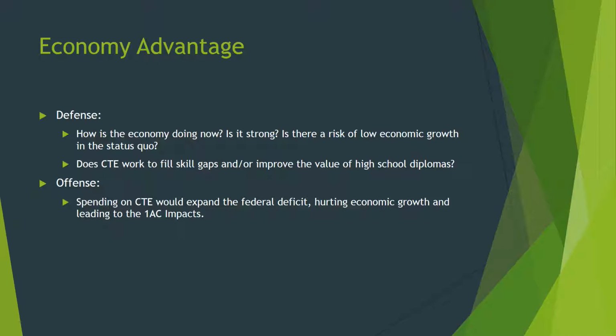On the economy advantage, there's definitely some defensive options. You could talk about how the economy is doing well now. If it's strong, there is a low risk of economic-related conflict in the status quo. You could also attack their solvency on this advantage. Does career and technical education actually fill skill gaps or improve the value of high school diplomas? It's always important to consider some offense as well. Spending on CTE could expand the federal deficit, hurting economic growth and leading to the impacts of the 1AC.